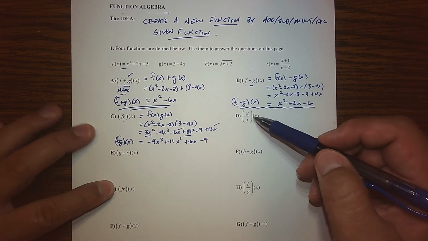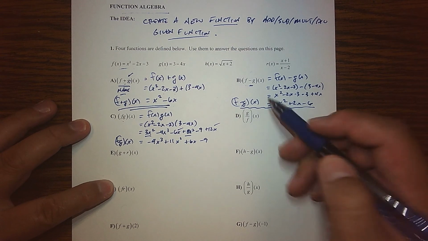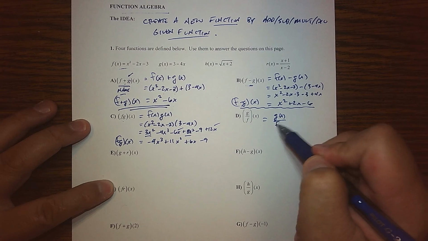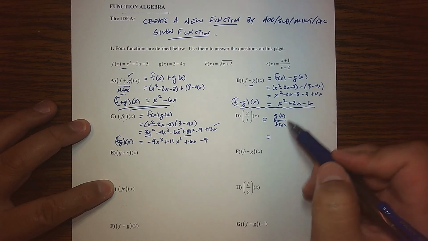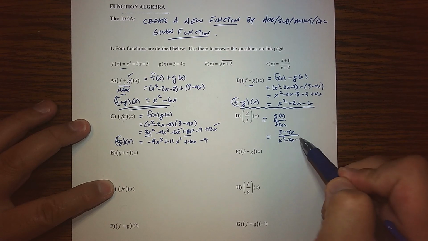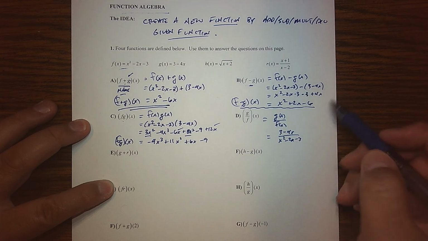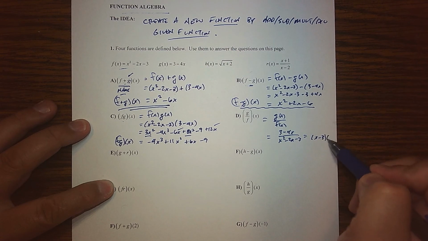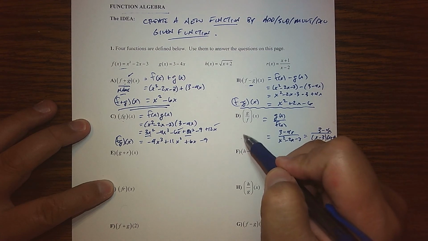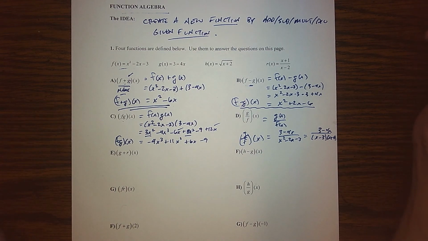And then of course, last but not least, d, we're being asked to divide. I have a new function called g divided by f. We create that by taking whatever my g of x function is and dividing it by my f of x. In this case, we get 3 minus 4x all over x squared minus 2x minus 3. With the exception of simplifying, which we could try, if we factor the bottom, there's no common factors anywhere. So there is the new function called g divided by f.